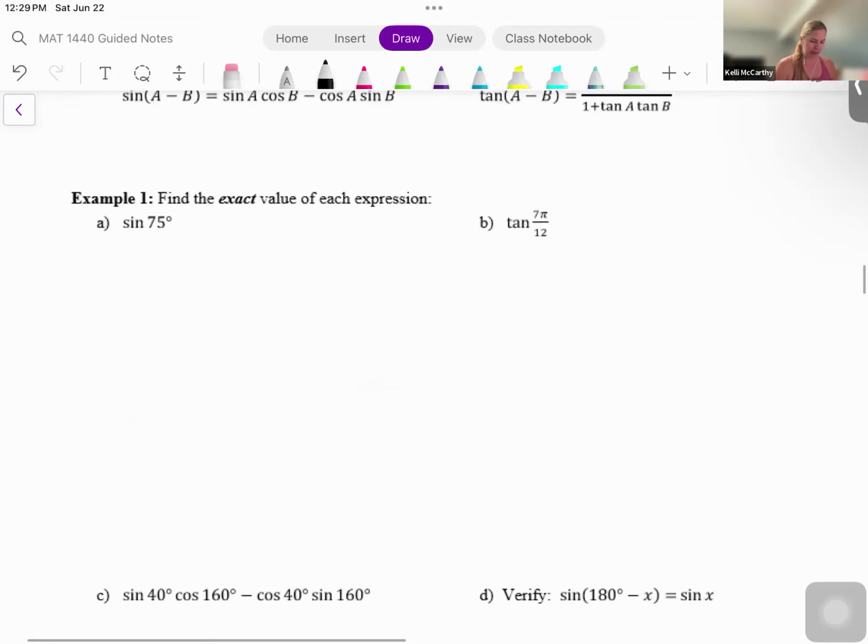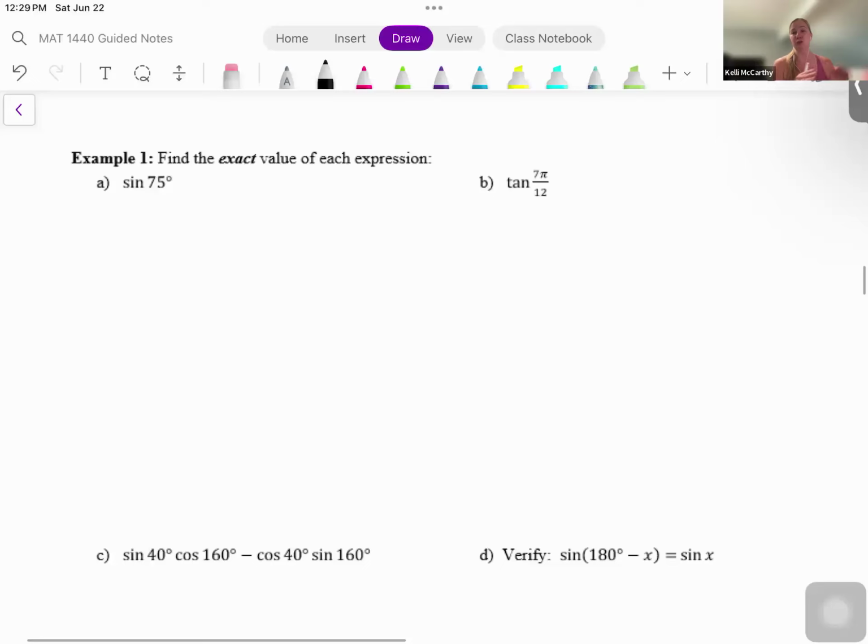Find the exact value of each expression. Again, anytime you have directions that indicate that you should give an exact value, do not grab your calculator. That's going to lead you down the wrong path. So we want to make sure that we're using our unit circle and our knowledge of the unit circle to evaluate these expressions.